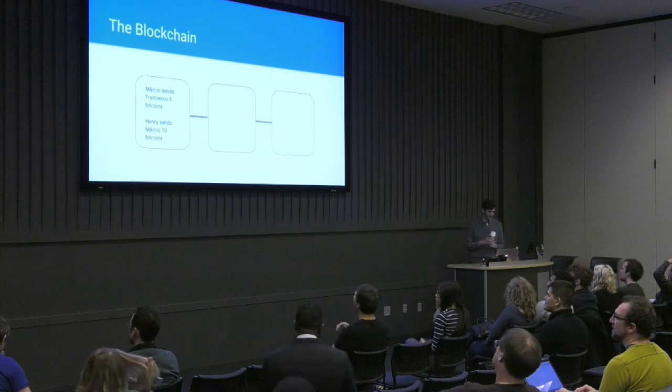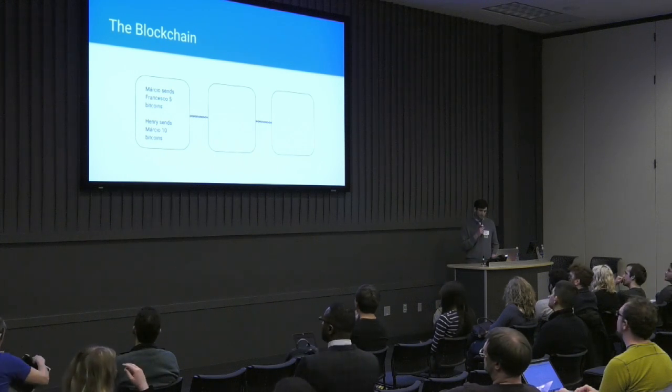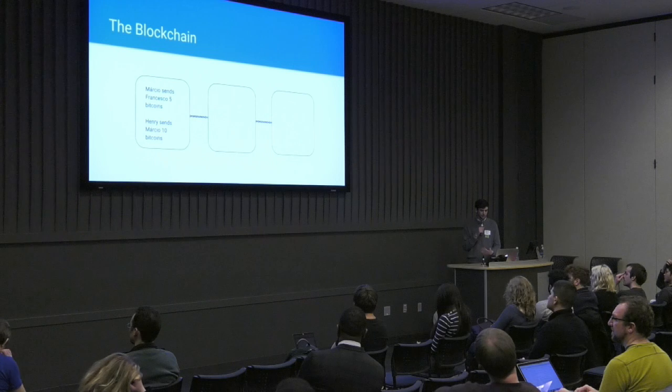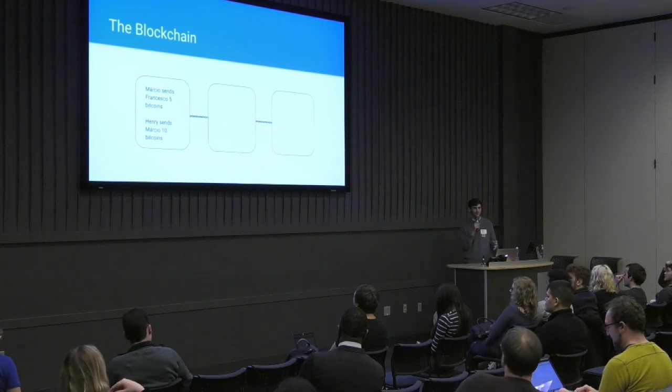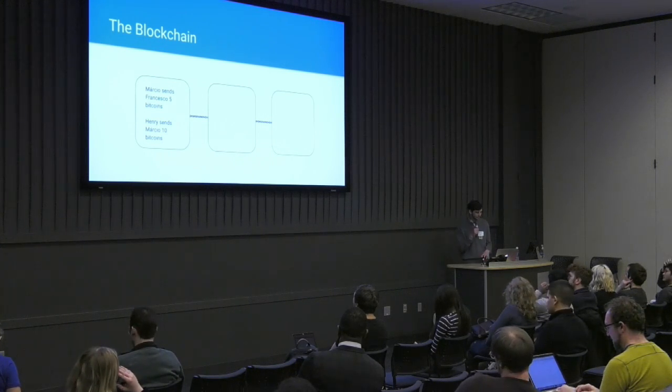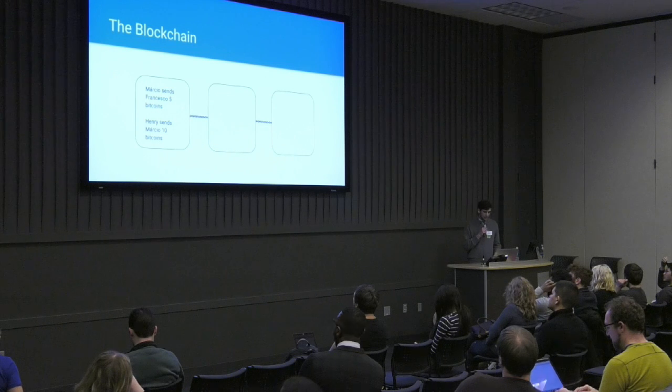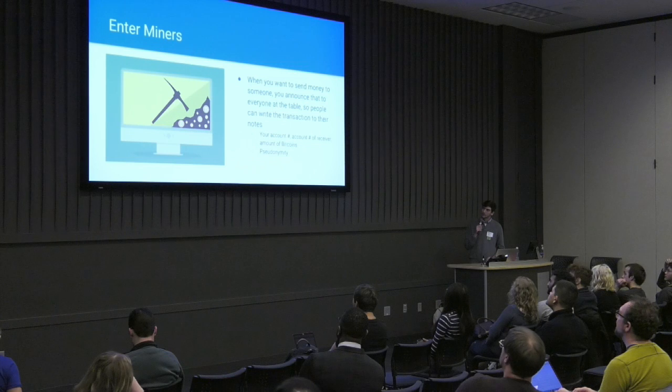There we go, okay. So sending Bitcoins to someone else is basically writing something on the blockchain, which is just a global ledger that keeps track of everything that has ever happened. Okay, I think I'm done with that slide.